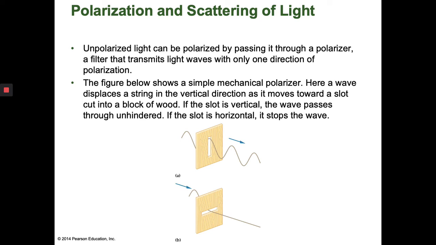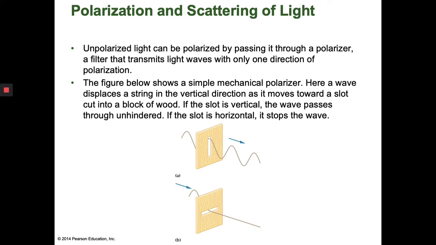Now, we can take that unpolarized light, the light that's just going off in all different random directions, and run it through what we call a polarizer. Basically, reduce it down to only moving in one direction. So here we have a couple pictures. We have a vertical polarizer, all right? The wave goes through that vertical polarizer, and so it's only allowing that vertical wave to travel through.